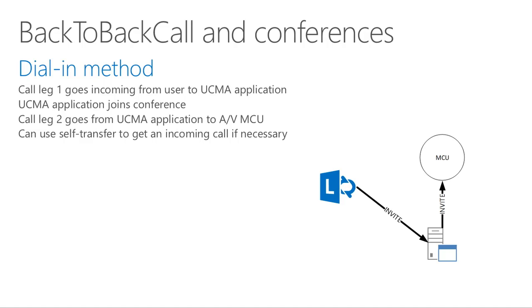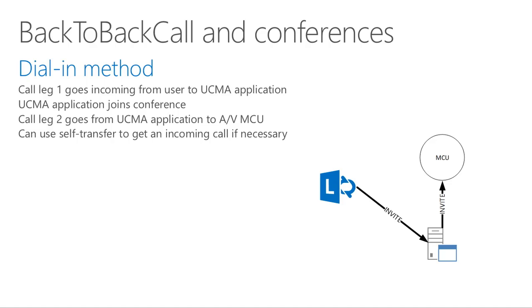And the way you accomplish that, if you already are on a call with someone, is you have your UCMA application do what's called a self-transfer. How many of you know what a self-transfer is? It sounds very strange when you first hear it, but basically you tell the remote endpoint, you tell the person calling, to transfer the call back to yourself.